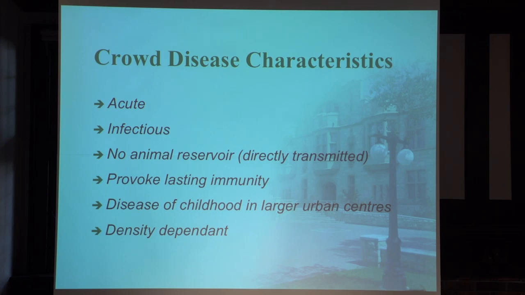They are infectious. That means they can be transmitted between humans, whether directly or indirectly. They have no animal reservoir, which is important, although not so important for the talk. They provoke lasting immunity, or many of them do, with some exceptions, and one of those is influenza because of the mutations. They're diseases of children or childhood in larger urban centers. That is, you would expect to have many of these diseases, absent vaccines, at the ages of about 5, 6, 7, somewhere around there. It partly depends on what age you first go to school and the dynamics and size of the community.